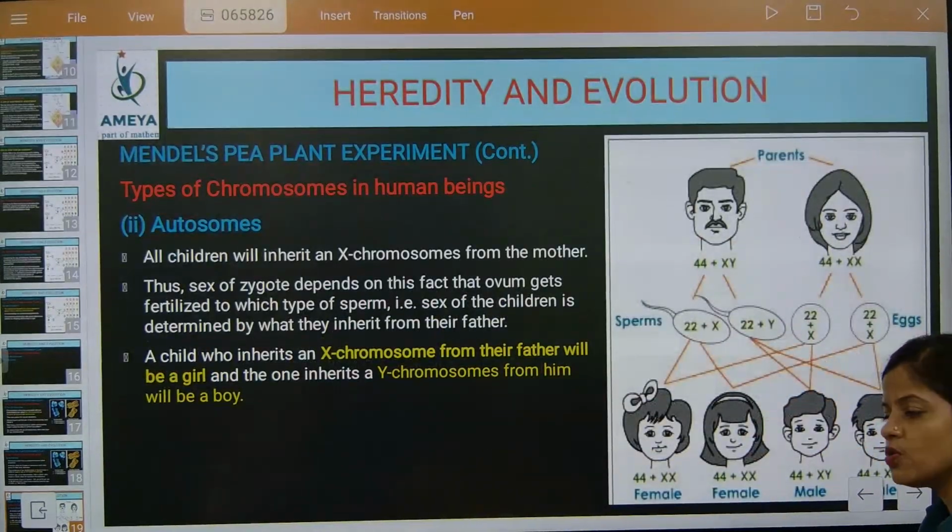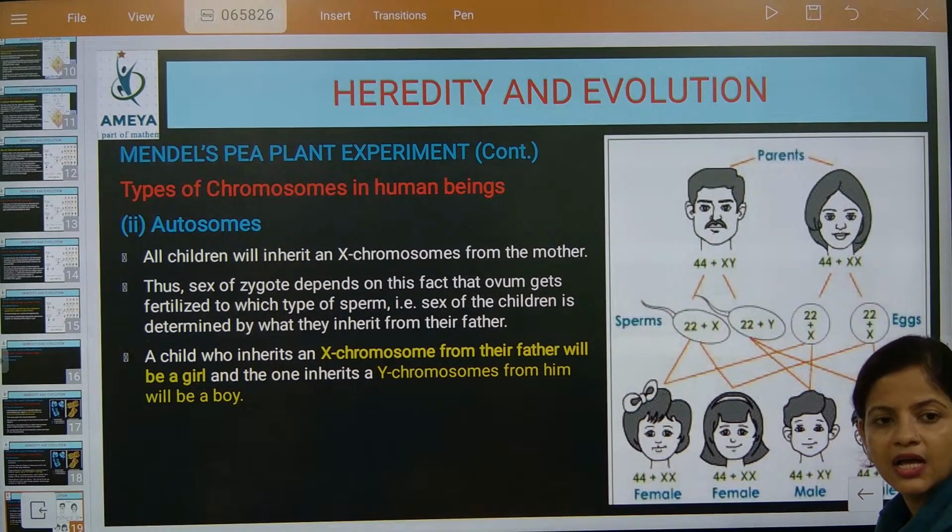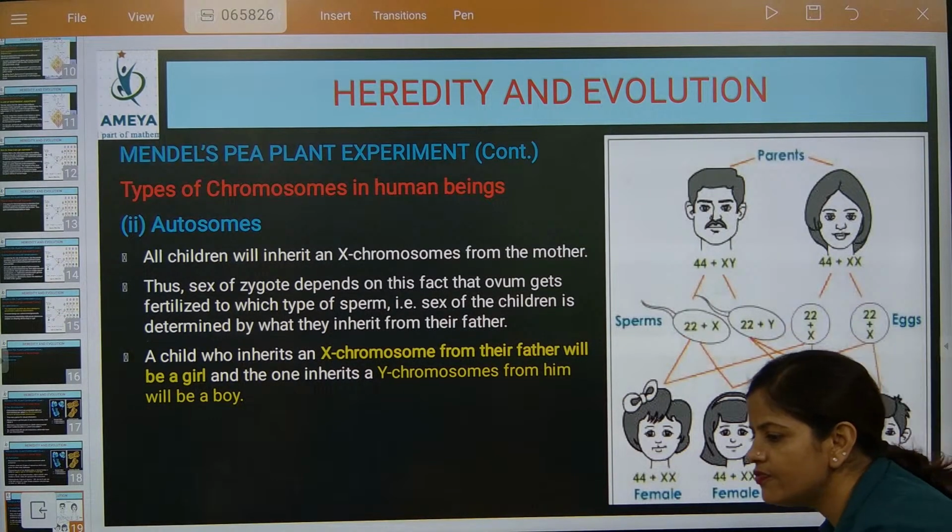I hope this is the part. Only blood group I need to check one time, and I'll be informing you about blood group. So this is the end of this chapter.